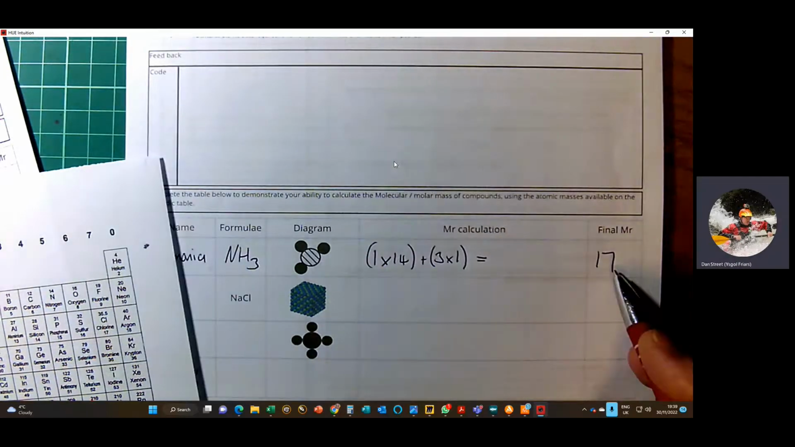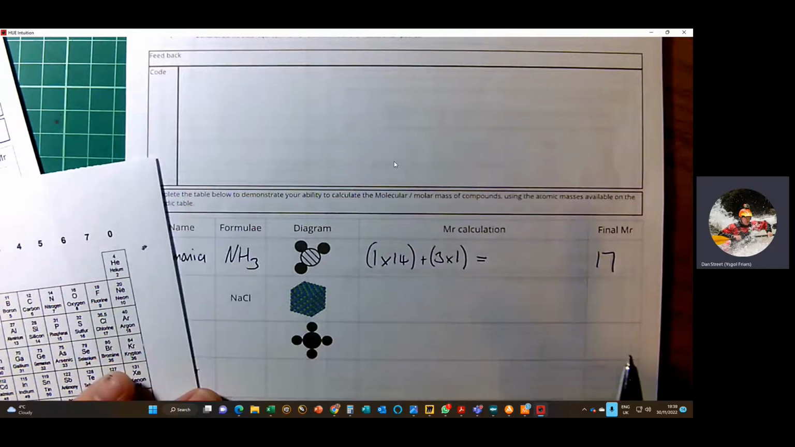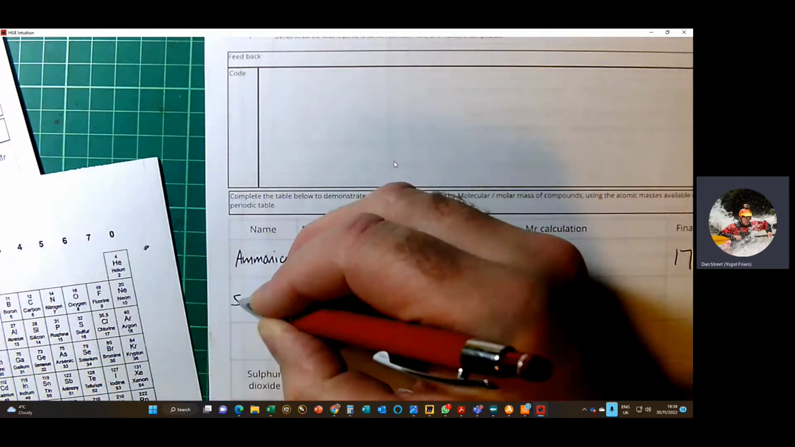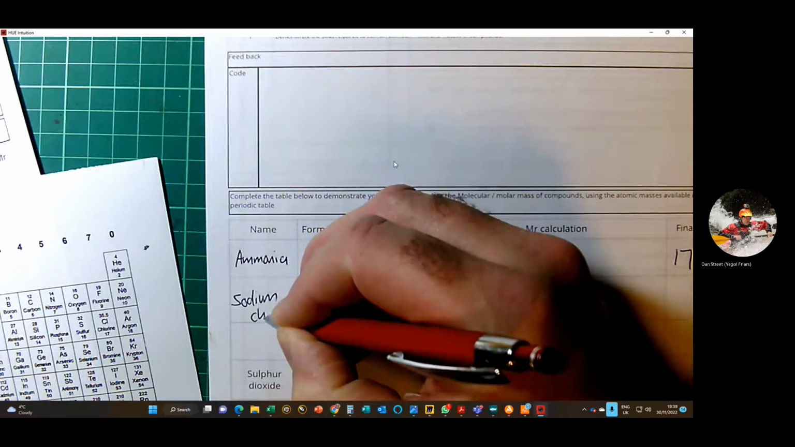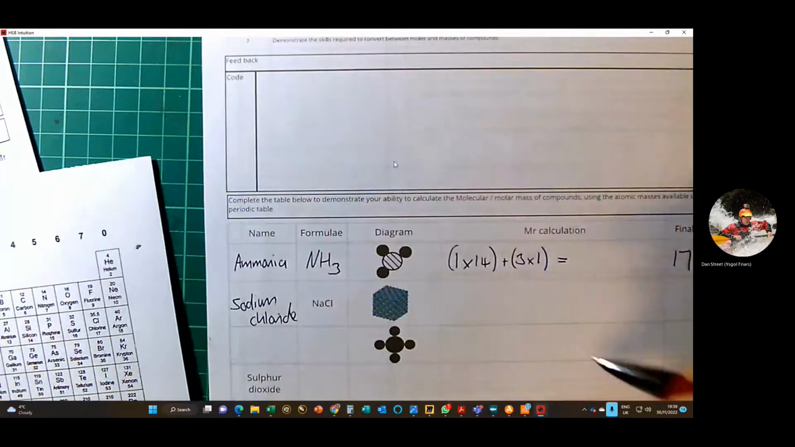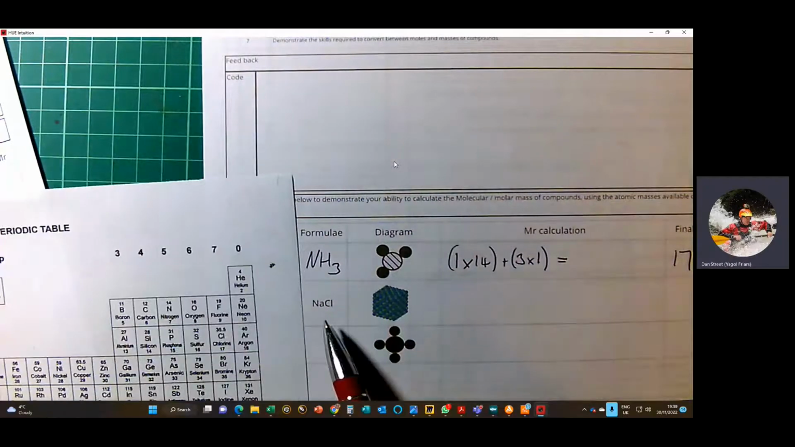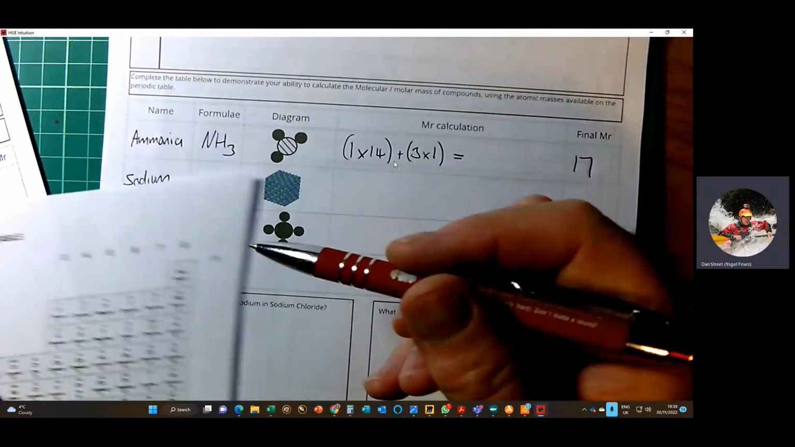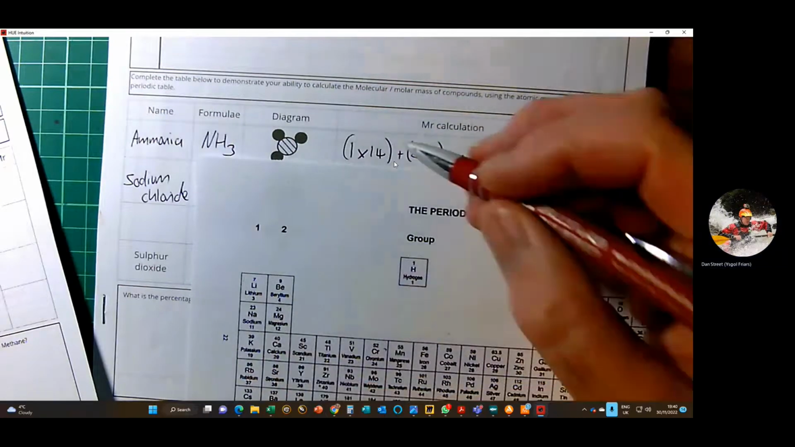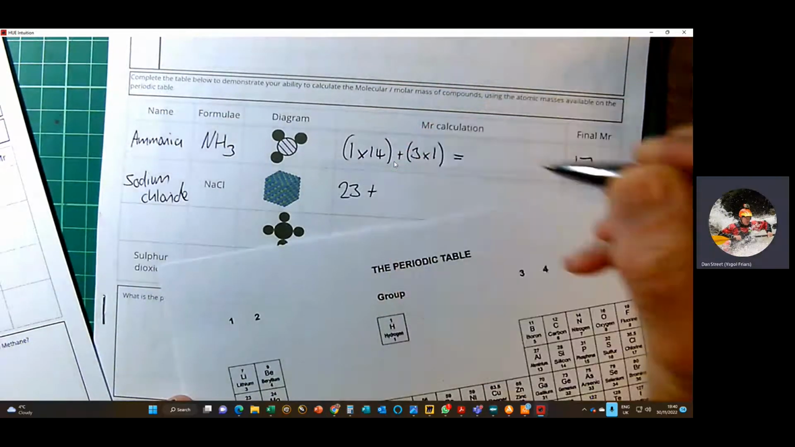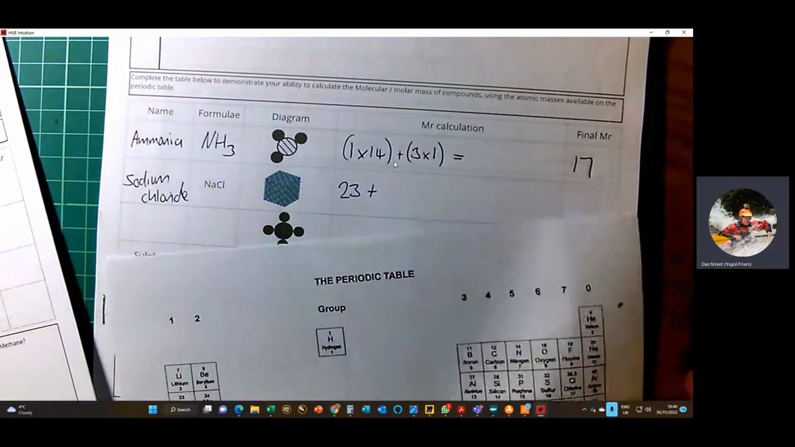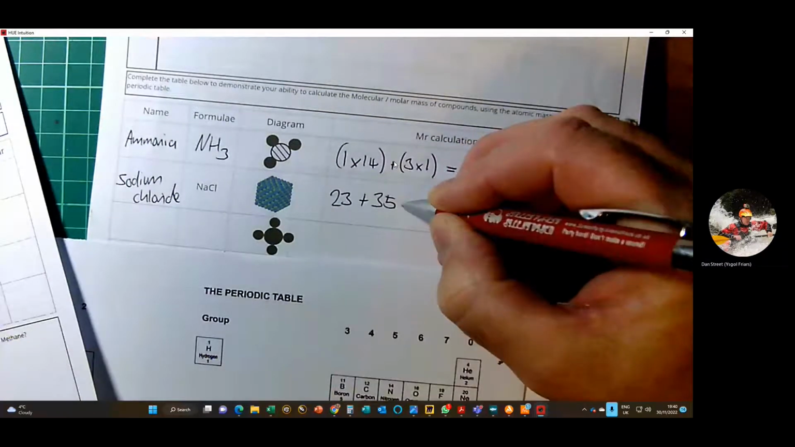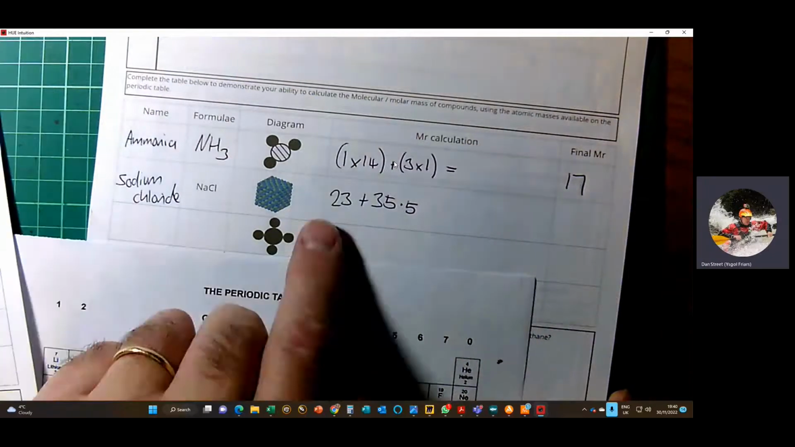Okay, if this was the molar mass, then that would be grams per mole. But for now, we'll just leave it as a figure. This is sodium chloride. Okay, so we'll fill that one in. And sodium chloride we consider to be a 1-to-1 ratio of sodium and chlorine. So if you look up the mass of sodium, it is 23. And the mass of chlorine is 35.5, which is there. Okay. That gives us 58.5.